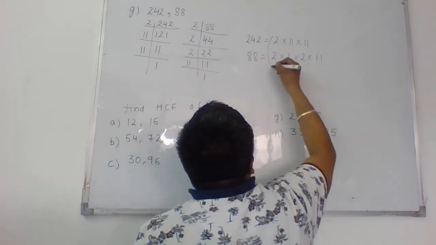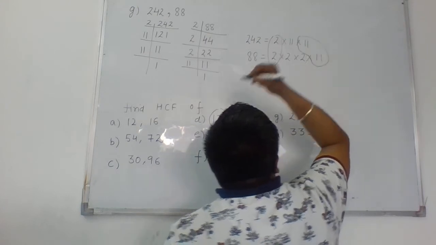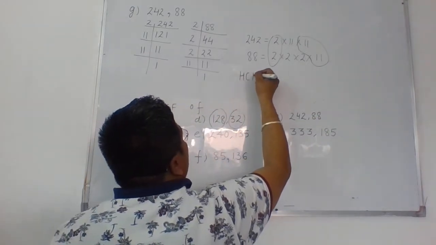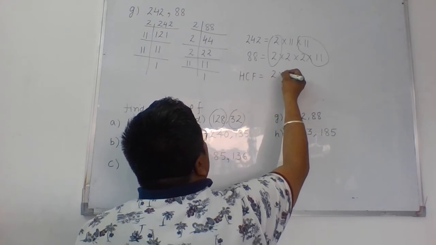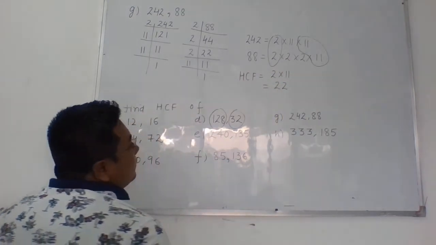So what are the common factors? That are 2 and 11. So HCF is multiplication of these common factors, that is 22.